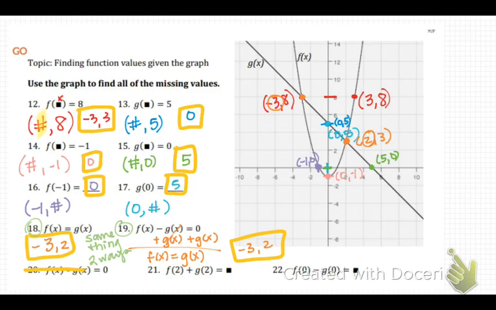We're not going to do 20. And then let's look at 21.